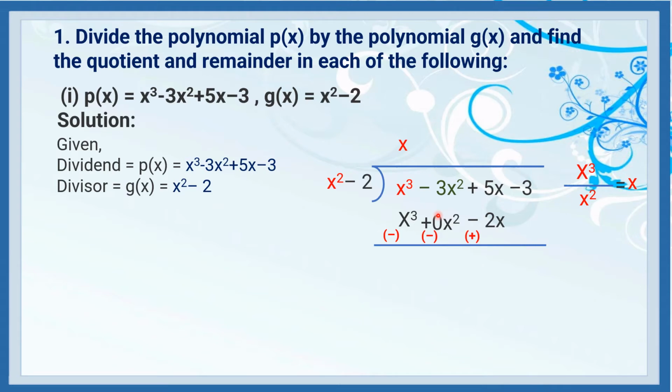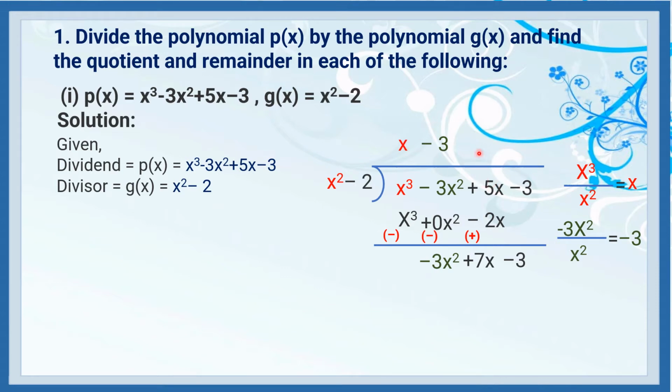Okay. So we get x cube and x cube will get cancelled. Here minus 3x square, and plus 5x plus 2x, that is plus 7x. Bring the next term down, minus 3. Now again we should follow the same steps. We divide minus 3x square by x square. So we get minus 3x square divided by x square, x square will get cancelled. So we get minus 3.